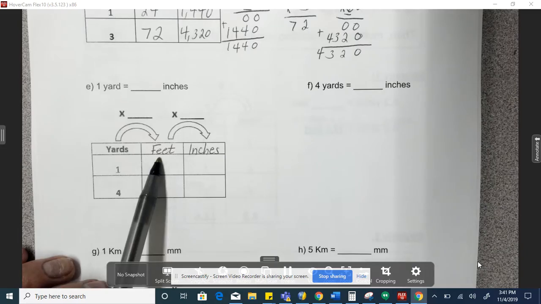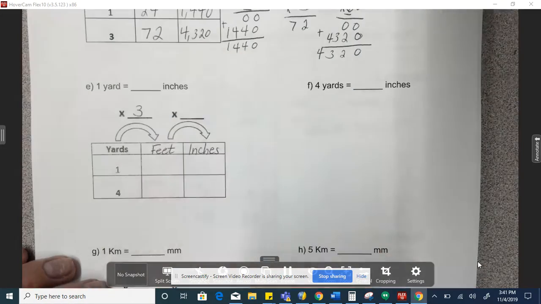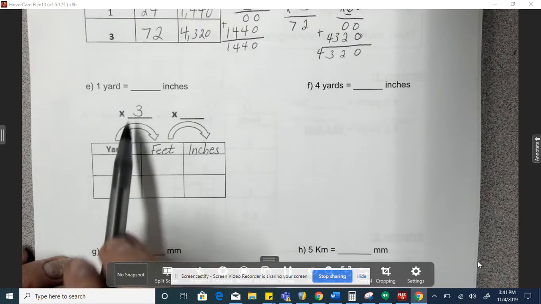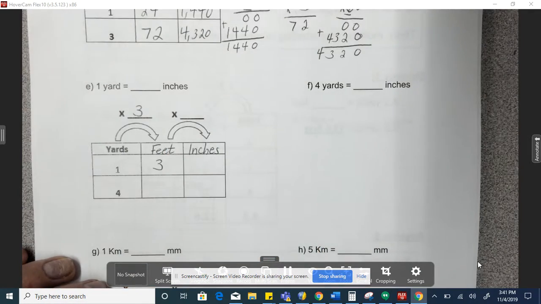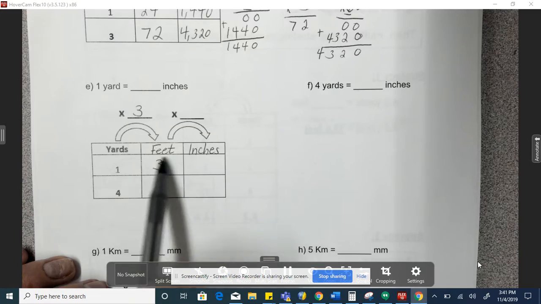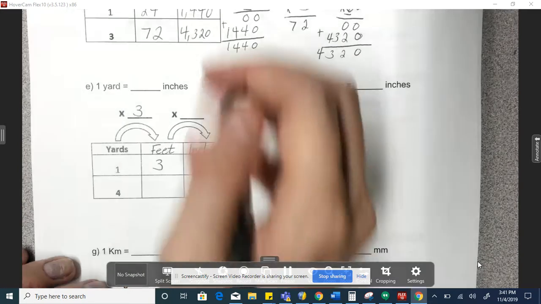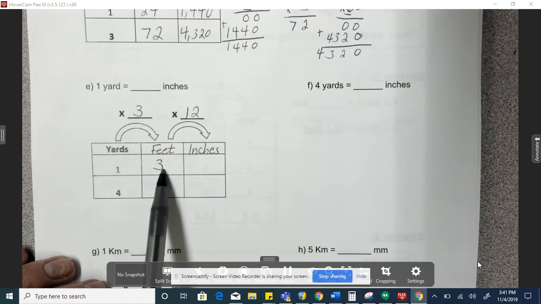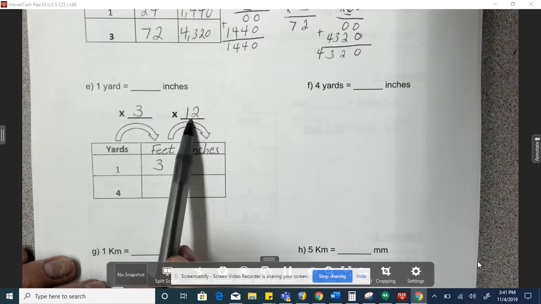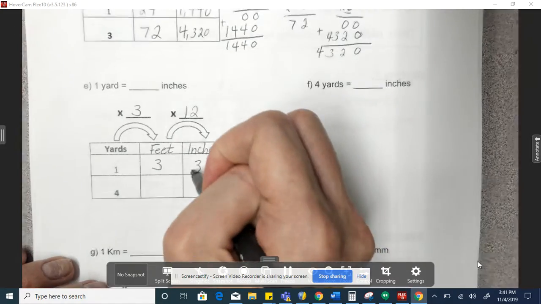I know that in every yard, there's 3 feet. So I'm going to multiply by 3. 1 yard times 3 feet per yard is 3 feet. I know in 1 foot, there's 12 inches, so I'm going to multiply by 12. 3 feet times 12 inches per foot is going to be 36 inches.